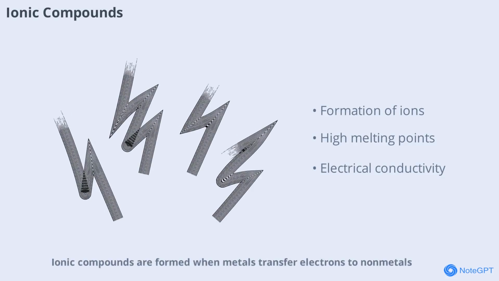Ionic compounds are formed when metals transfer electrons to nonmetals, resulting in positively and negatively charged ions. These ions are held together by strong electrostatic forces, giving ionic compounds high melting and boiling points. Common examples include sodium chloride and magnesium oxide. Ionic compounds are usually soluble in water and conduct electricity when dissolved or molten. Understanding the formation and properties of ionic compounds is crucial for mastering inorganic chemistry, as many reactions involve these substances.